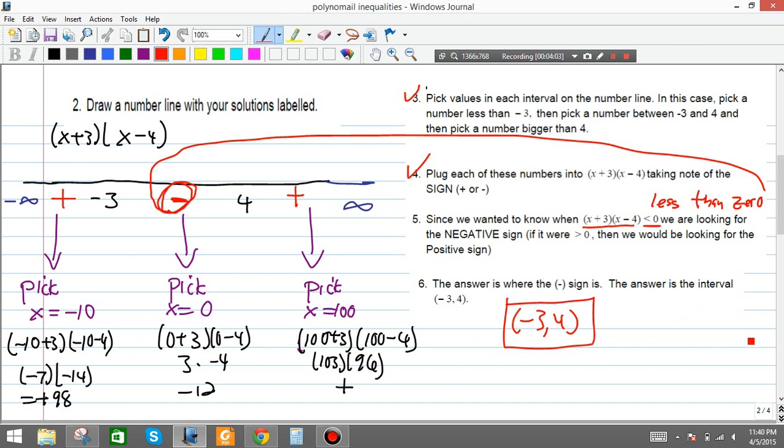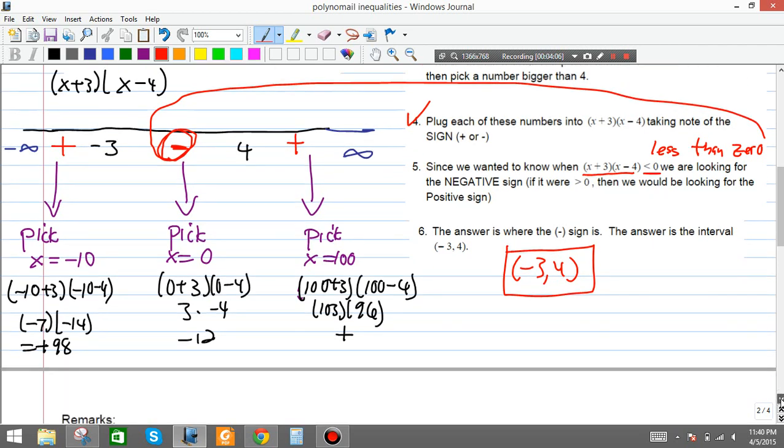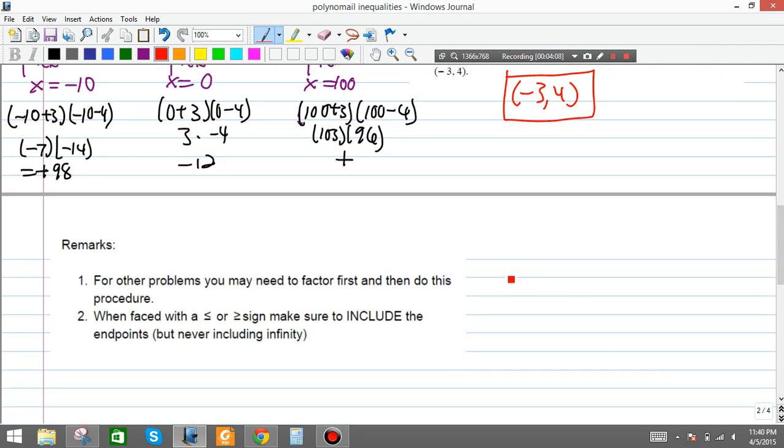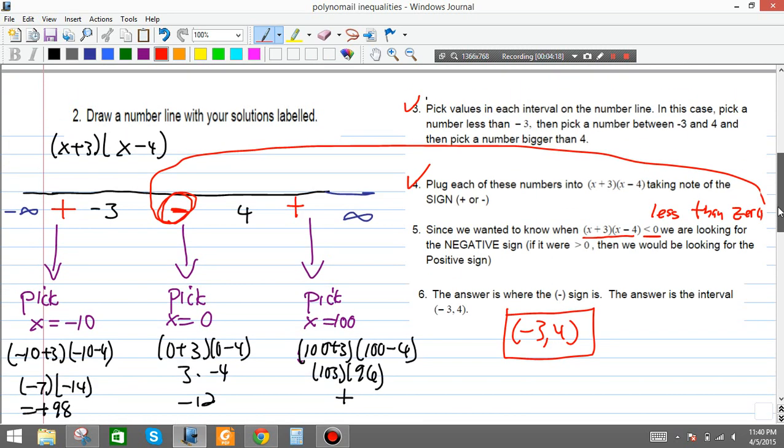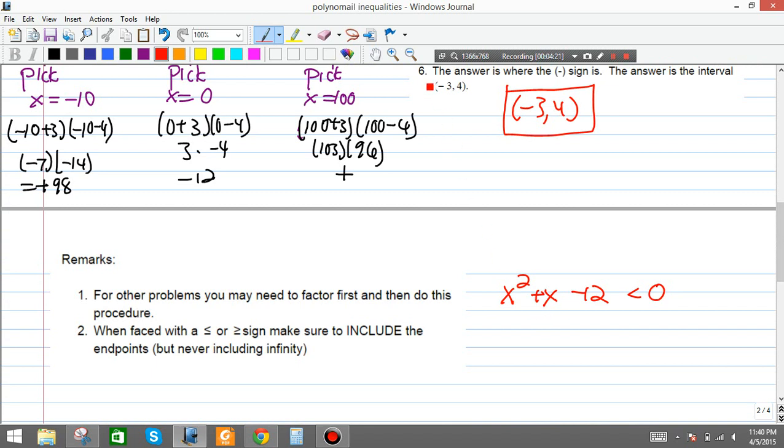Some remarks about this problem. Sometimes, if I had written it as x squared - x - 12 is less than 0, you might have seen it like that. If you had seen it like that, then you would have had to factor it yourself, and then you would have gone through the same procedure. So for the upcoming problems, you're going to have to factor it first and then make it look like what we just saw.